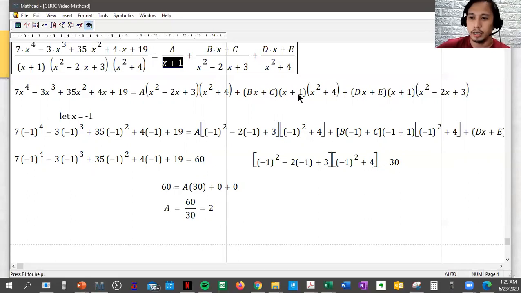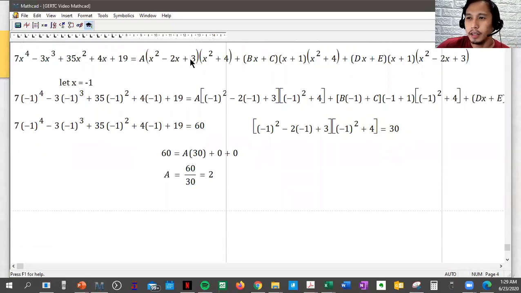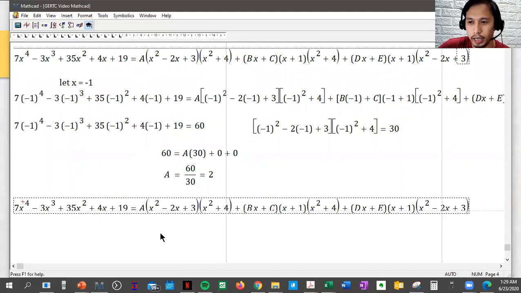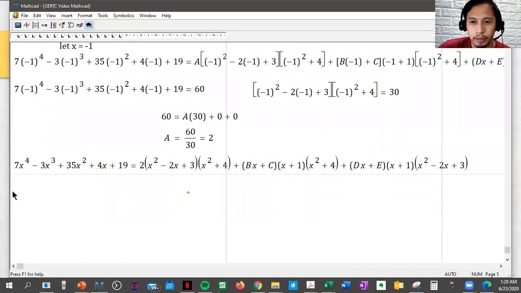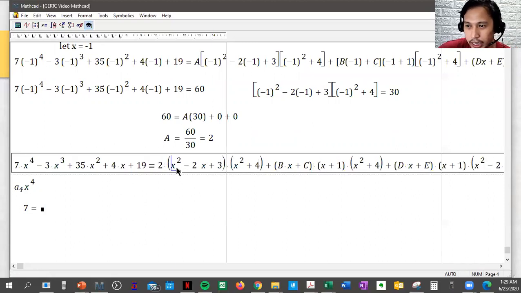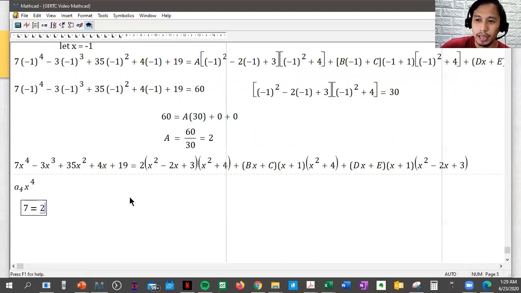Okay, so let's evaluate that. Dito, let me copy this muna. Okay, and I'm gonna make this a equal to 2 already. Okay, that is already 2. So let's focus on the quartic, the fourth degree. That is 7 at the left. How about at the right? At the right, where can we get that x to the fourth? So as we see, if i-multiply natin x squared times x squared, that's x to the fourth. So that is 2x to the fourth, right? So 7 is equal to 2 plus something.